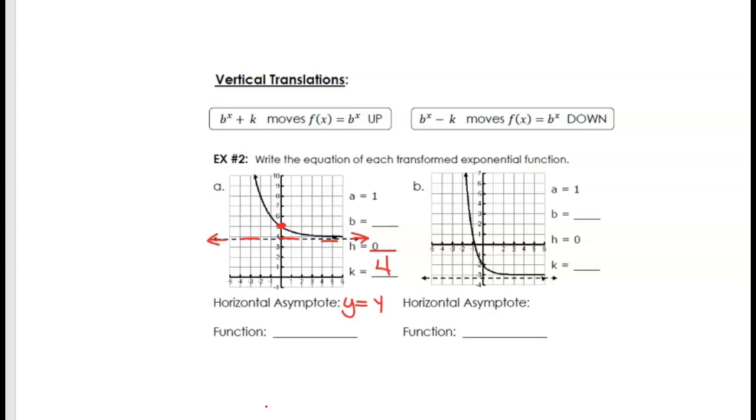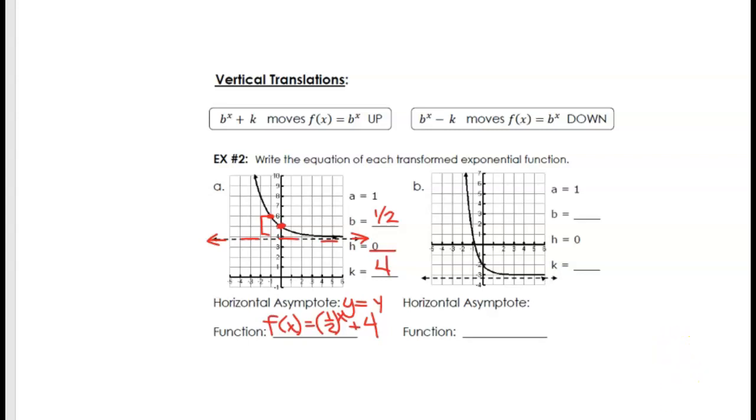The b value is 1/2. Very nice. So that distance is 2, and 1 over 2 is 1/2. So my function, correct me if I'm wrong, is f of x equals 1/2 to the power of x, and then plus 4 is my constant. Is that okay? Awesome.